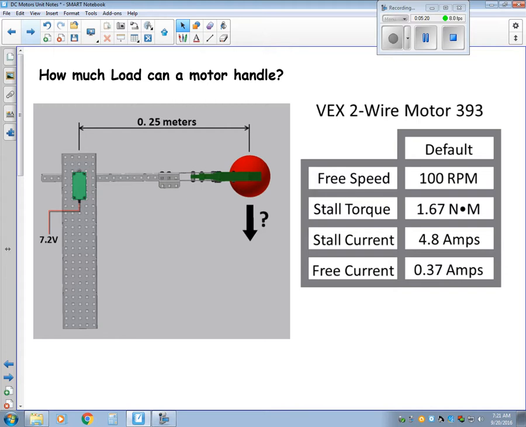So, what we want to calculate then is how much load this motor can handle. So in this example, we have a robotic arm. And we have our motor, it's at 7.2 volts, so those four characteristics, the 100, 1.67, 4.8, 0.37, those are all at 7.2 volts.